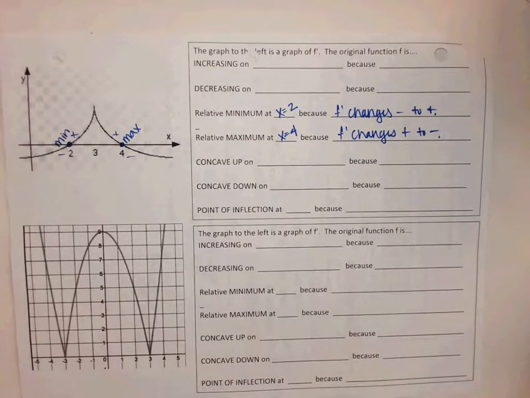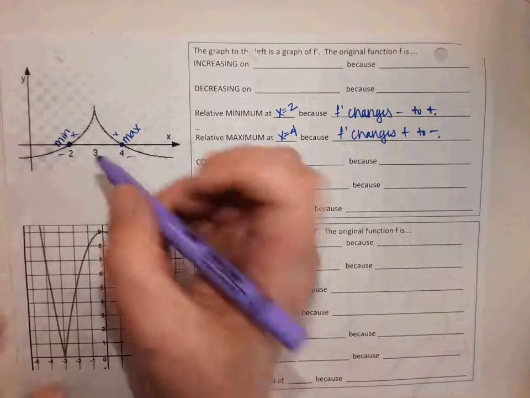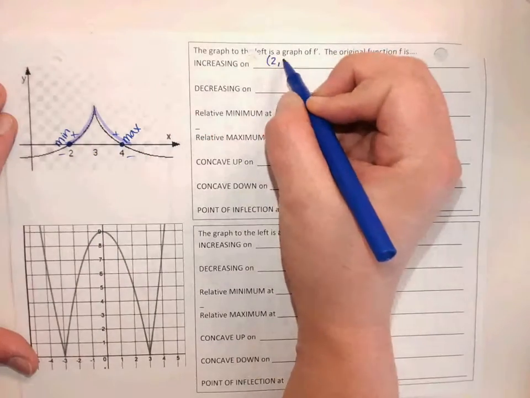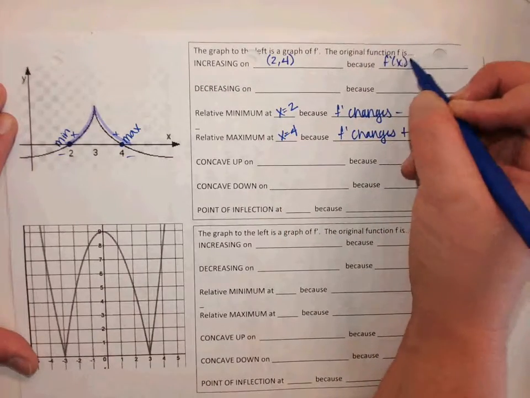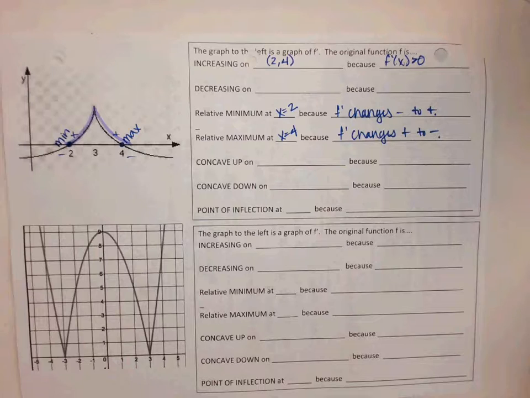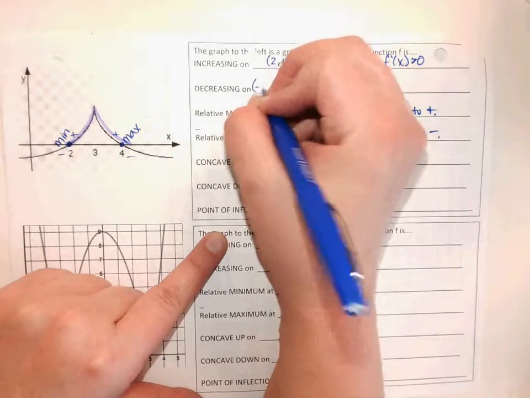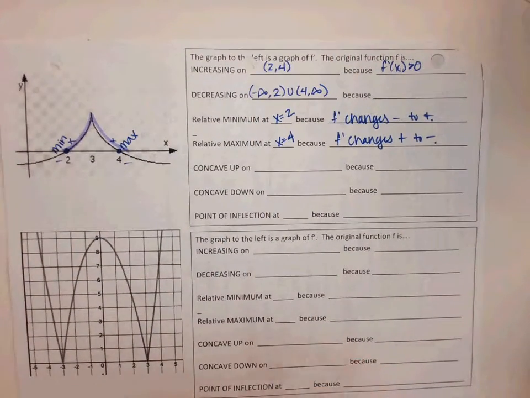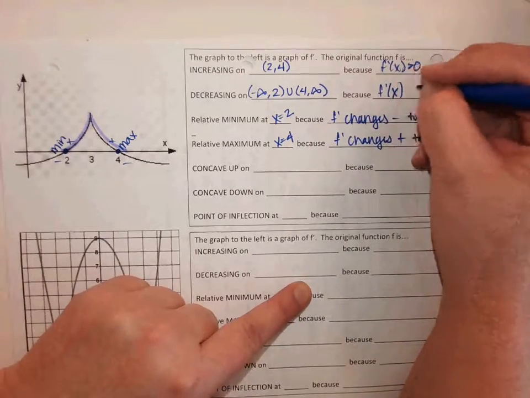Now let's do increasing, decreasing. My graph of f that I do not have a picture of will be increasing when this graph f prime is positive. Where is it positive? 2 to 4. It was all pluses there, so from 2 to 4 my graph would have been increasing even though I don't know what it looks like, because f prime was greater than 0 or above. Where will my graph be decreasing? Negative infinity to 2 and 4 to infinity, because f prime of x is less than 0.